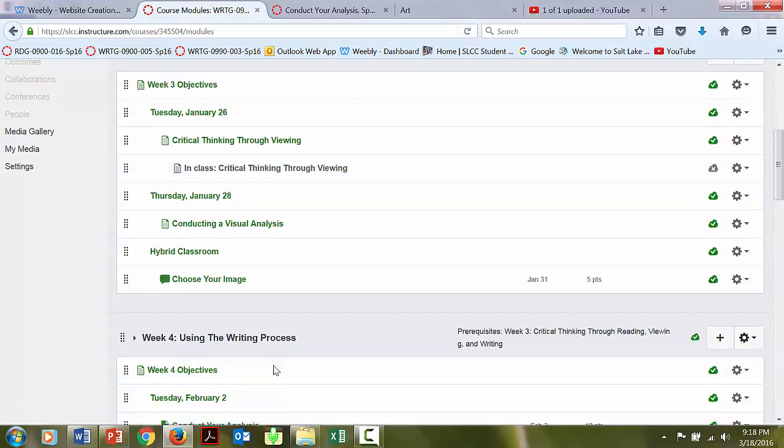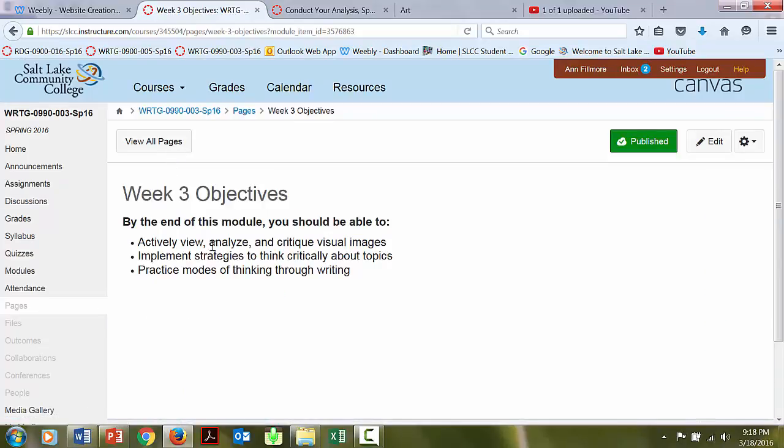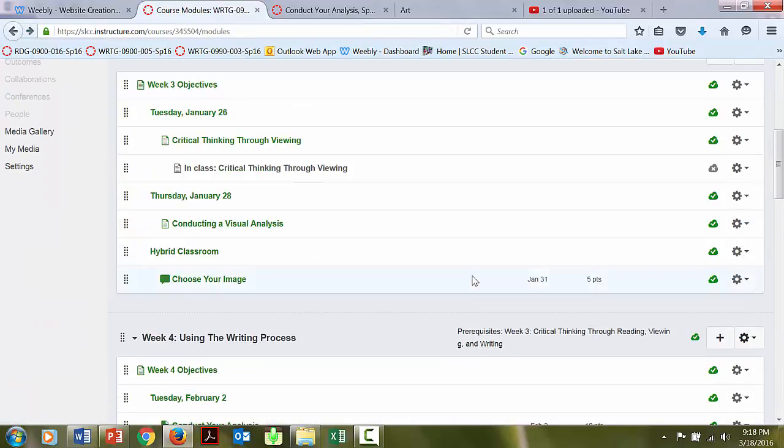So that's weeks 3 and 4, and this really had to do with practicing those critical thinking skills and using the writing process. So the objectives for week 3 is to basically actively view, analyze, and critique visual images, implement strategies to think critically about topics, and practice modes of thinking through writing. And that was all in the book, so the book assignment, the book reading there.